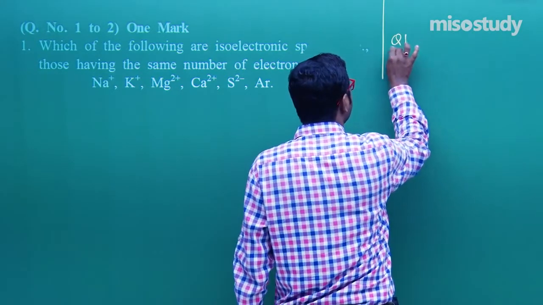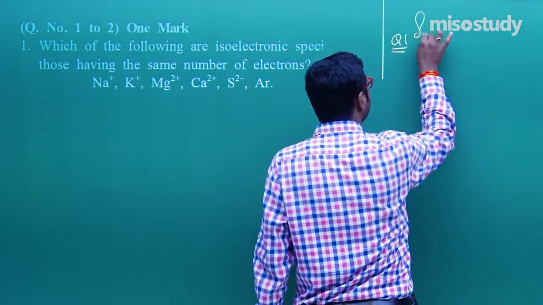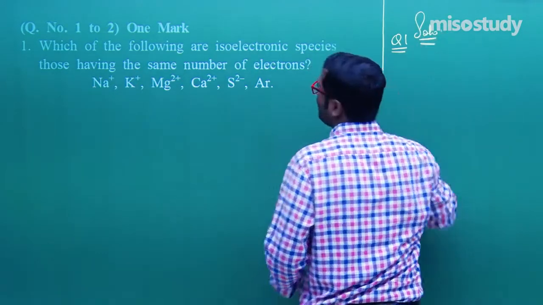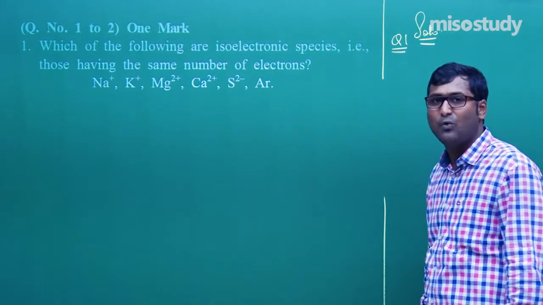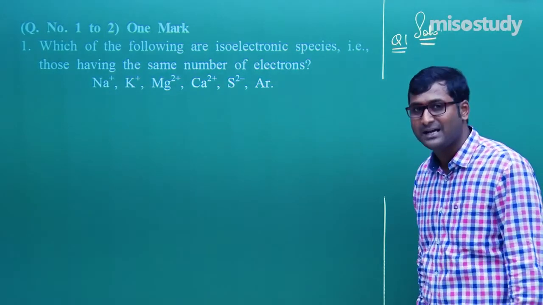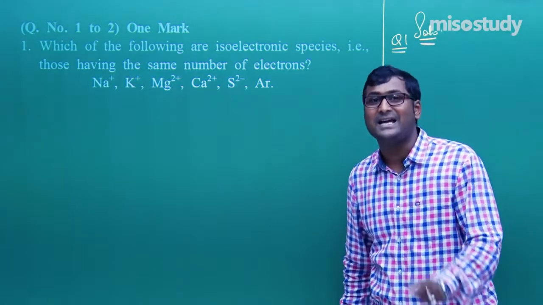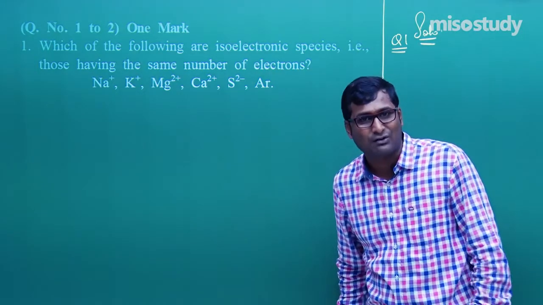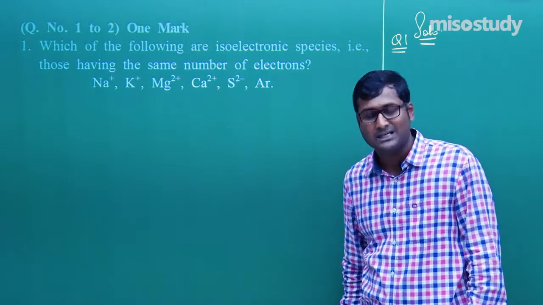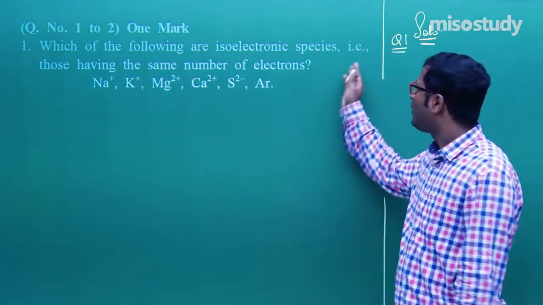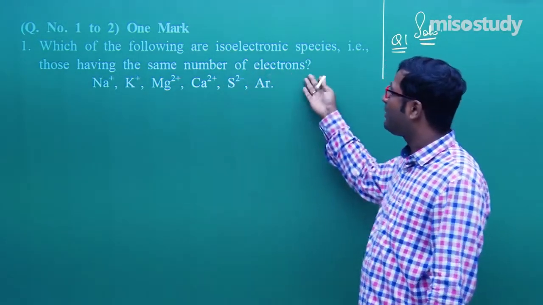So how to solve? Look at here. For question number 1, write down the solution here. Which of the following are isoelectronic species? What are isoelectronic species? The species which contain an equal number of electrons are called isoelectronic species. Am I right? Yes sir, you are absolutely right. Those having the same number of electrons.